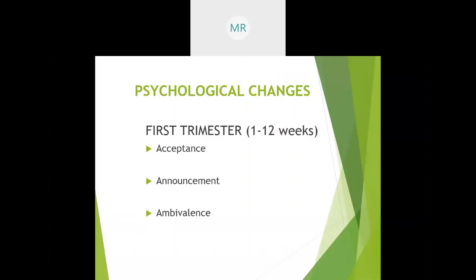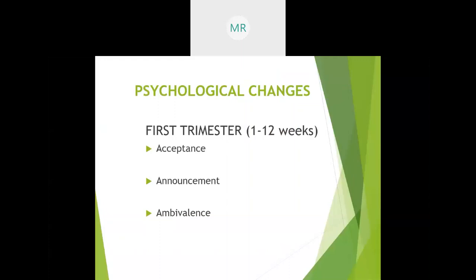So there's 3 things that we think about when we talk about psychological changes in the first trimester. Acceptance, so accepting the pregnancy. Was it intended? Was it unintended? Is it going to affect my career, the timing? And then announcement. Am I going to announce the pregnancy or not? And then sometimes a feeling of ambivalence. It's a feeling that you're pleased or you're not pleased about the pregnancy.